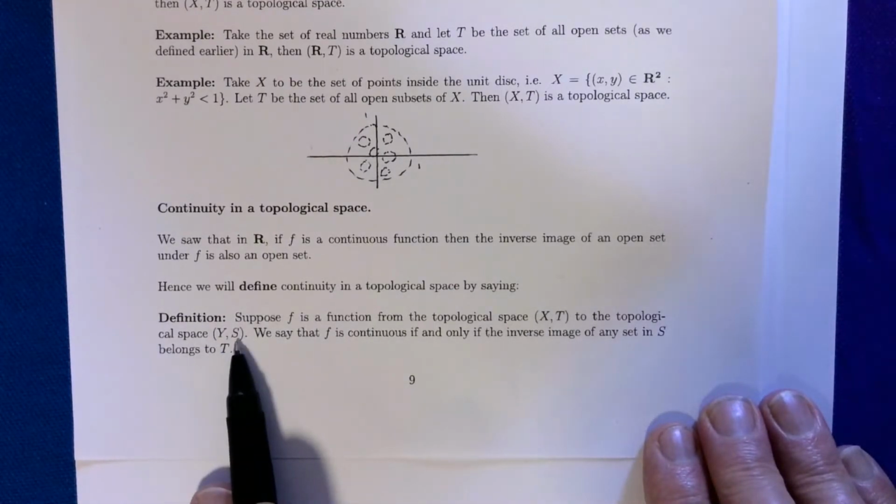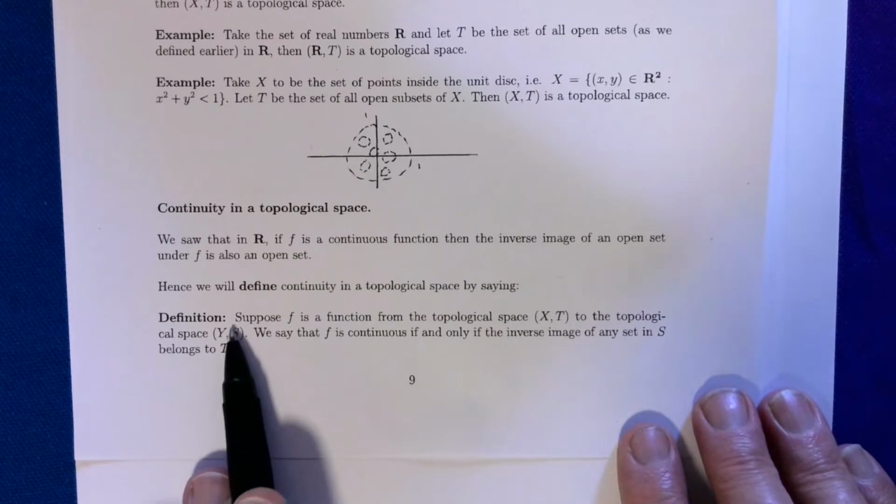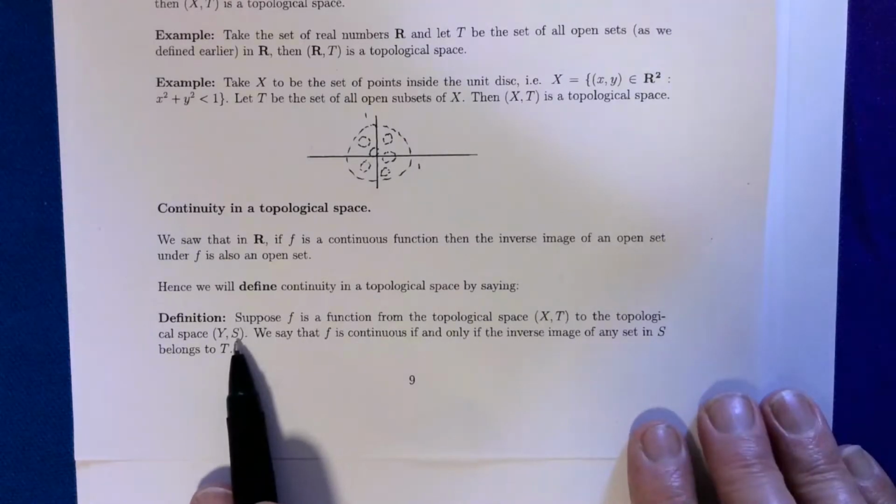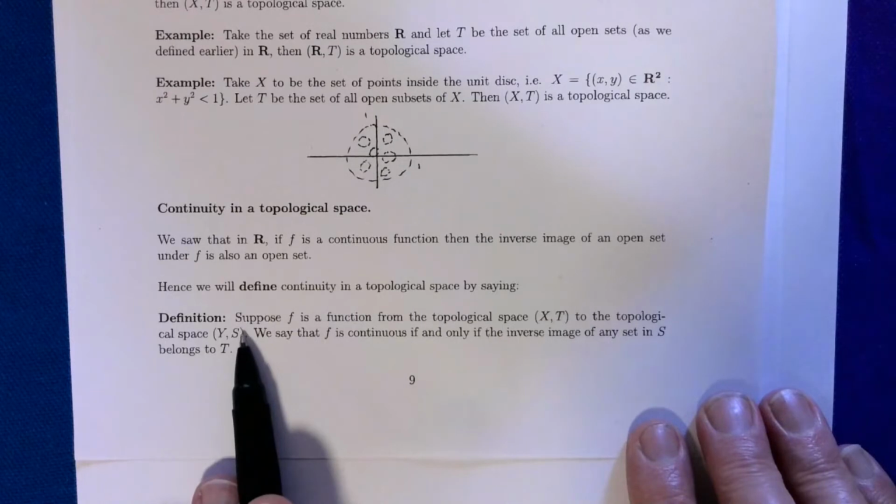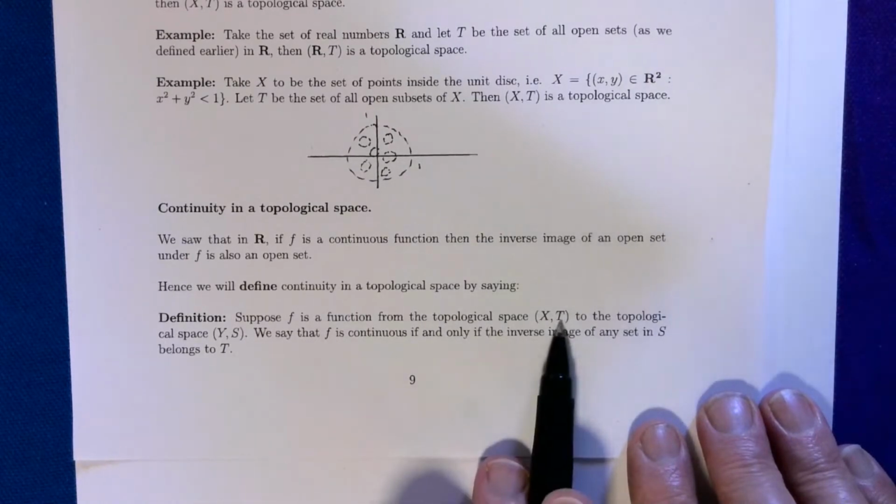We took an interval on the y-axis and looked at its pre-image. Now we're going to take any set in S, these are all our open sets, and we're going to say that it's continuous if and only if the pre-image of any of the sets in S belongs to the set T.